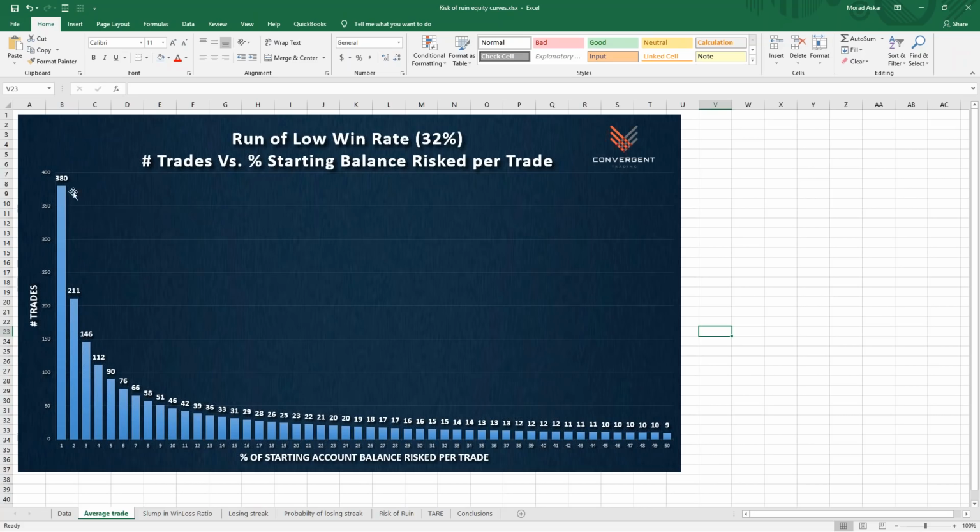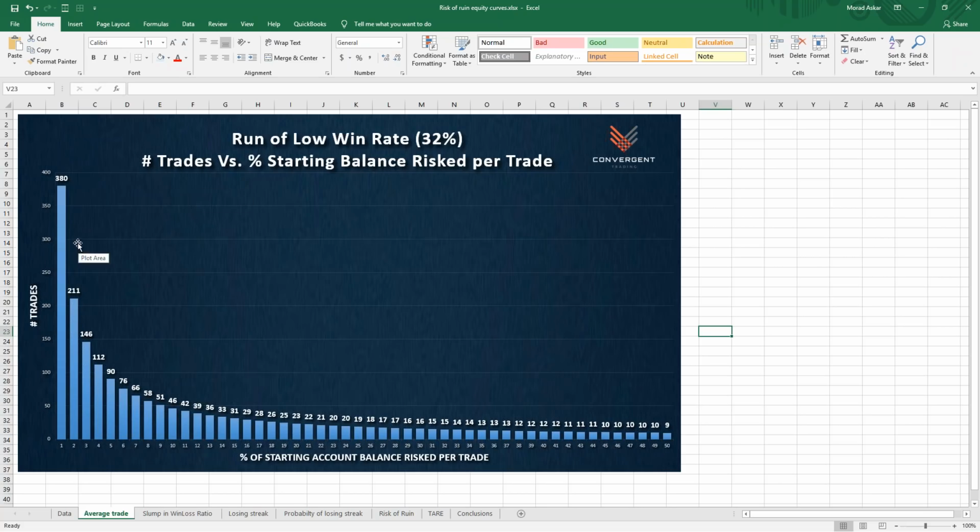If we risk 2%, it drops to 211. Look at how far it drops. If you risk 3% per trade, it's 146 trades before you're done, before you're ruined. If it's 4% per trade, it's 112. 5%, 90, you get the point. It's exponential.